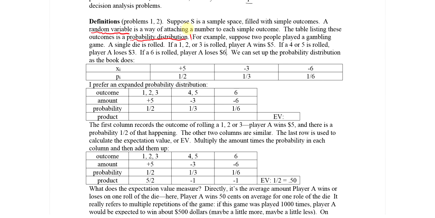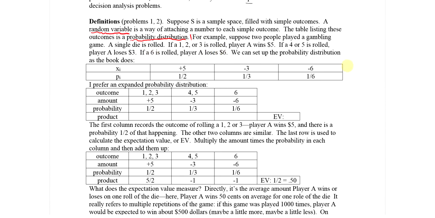So, for example, suppose two people played a gambling game, person A and person B. In the game, a single die is rolled. If 1, 2, or 3 is rolled, player A wins $5. If 4 or 5 is rolled, player A loses $3. And if a 6 is rolled, player A loses $6.